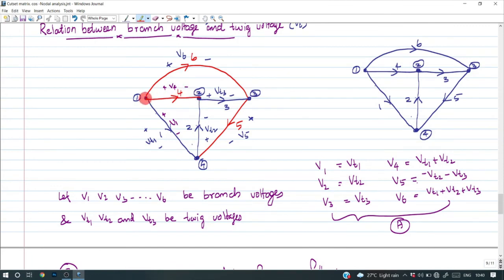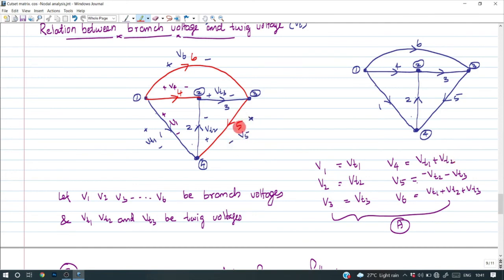The potential between node 1 and 2 is V4. In order to obtain that one, we need to move from node 2 in this direction, and we need to add all the voltage drops. So here the voltage drops are Vt2 plus Vt1. So V4 is obtained as Vt1 plus Vt2.